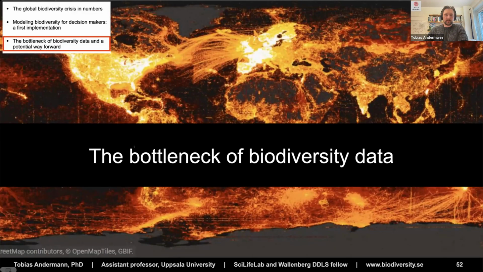So this brings me to the last part, and I'm trying to keep this a bit shorter than the other part: the bottleneck of biodiversity data. Even though there's an insane amount of data points out there, for example, here we see in the background the map of species occurrence data on GBIF, which is the global version of Artdatabanken. We have a lot of data points all over the world, and especially in Europe and North America we have very, very high density of data. These are species sightings that have been reported by scientists, but also by citizens.